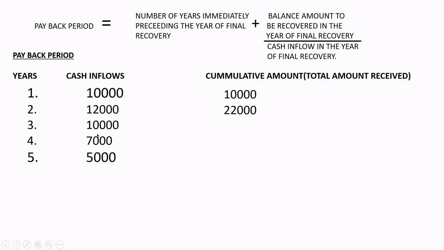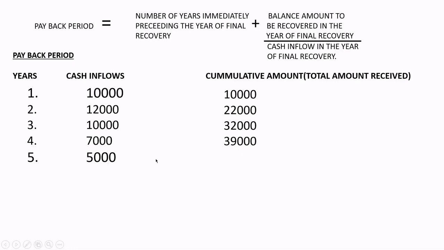So in total, in the third year, I have received 32,000 rupees. How? 22,000 plus 10,000, so in total is 32,000. Now in the fourth year, I have received 7,000 rupees as a cash inflow, while till the third year, I have received 32,000 rupees. So in the fourth year, our cumulative amount is 39,000 rupees. How? 32,000 rupees plus 7,000. The cumulative amount till the fourth year is 39,000 rupees.